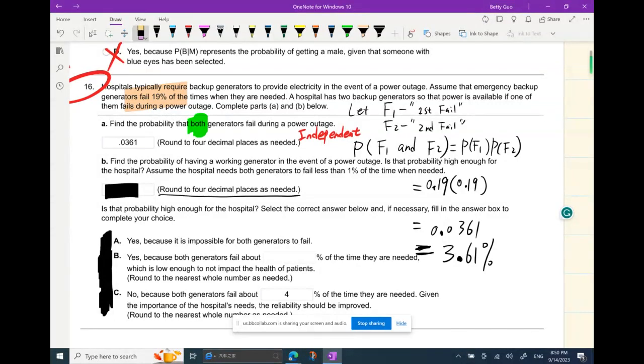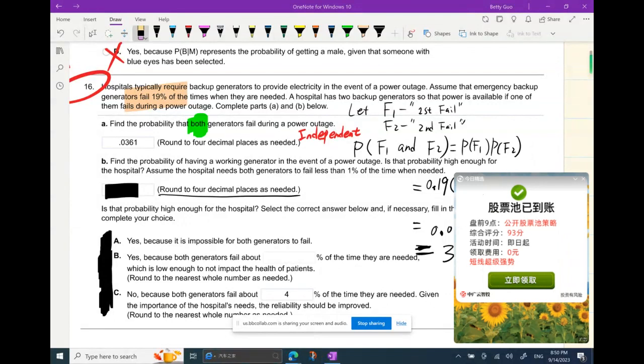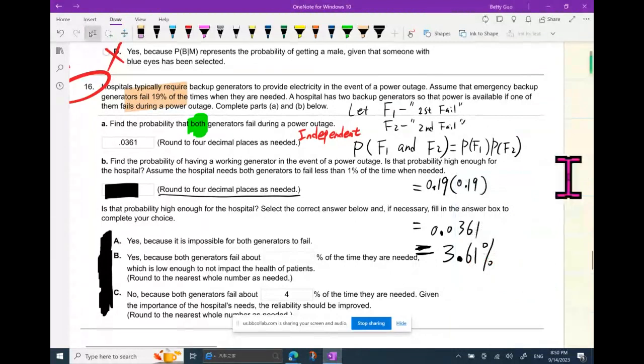That's not good because it's a hospital. It's not some other commercial store. It's a hospital. That means in 100 outages, 4 times they have no electricity, when patients are sometimes very urgent, waiting to be saved. So I would say that is not good enough.